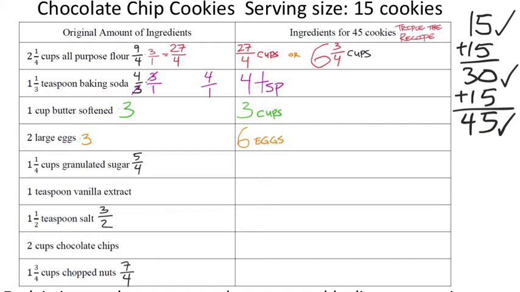And the 5/4 cups of granulated sugar, yes, let's go ahead and multiply this by 3 also. I'll show it as 3 over 1. In the numerator, 5 times 3 is 15. The denominator, 4 times 1 is 4. So 15/4 would be our improper fraction.